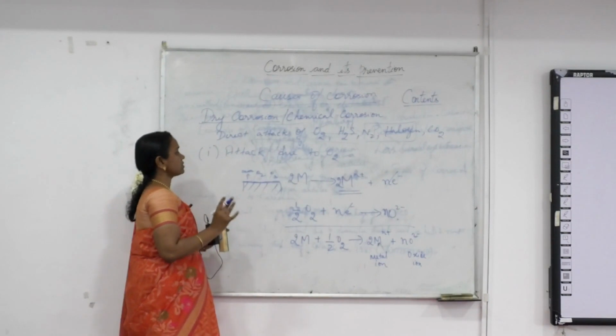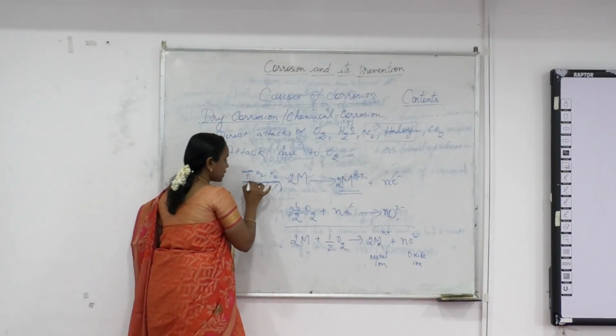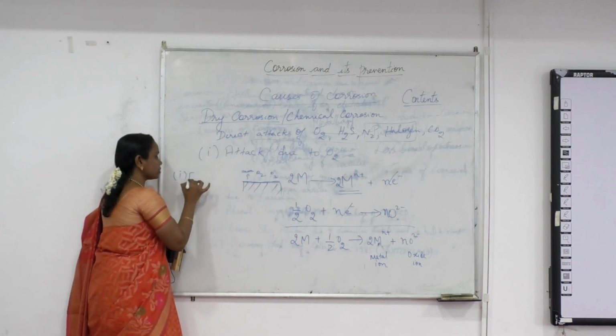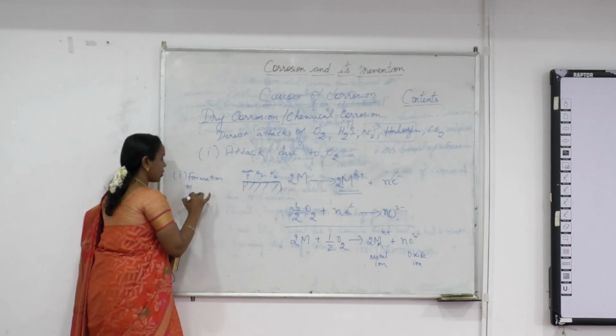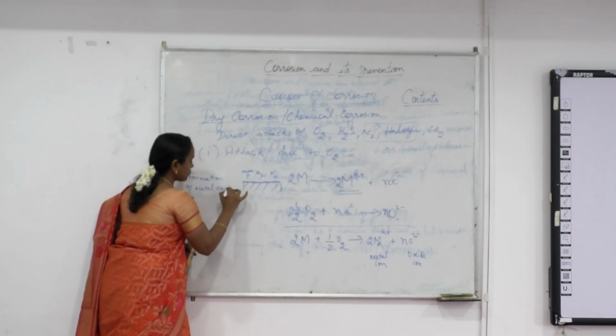So the initial step in the attack due to oxygen is formation of a metal oxide layer. First step is formation of a metal oxide layer. After that, what happens?